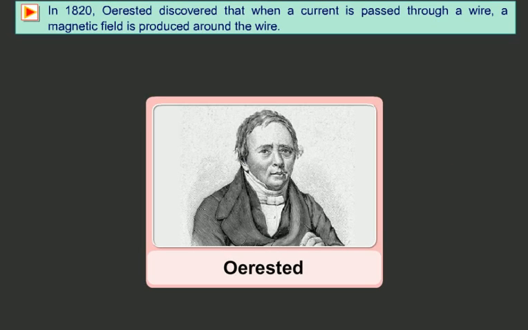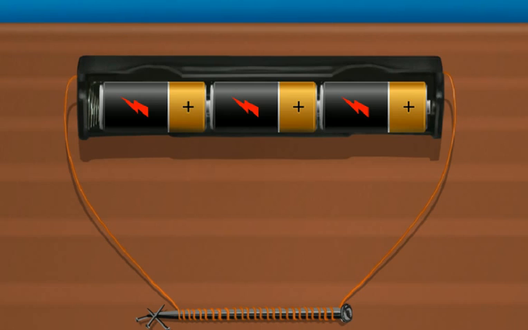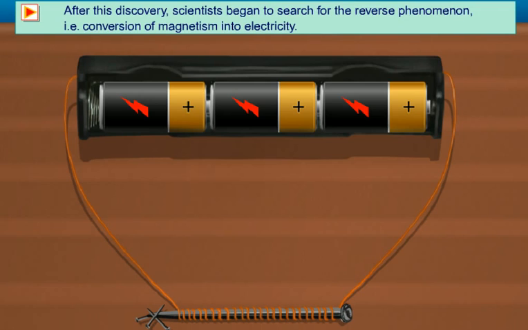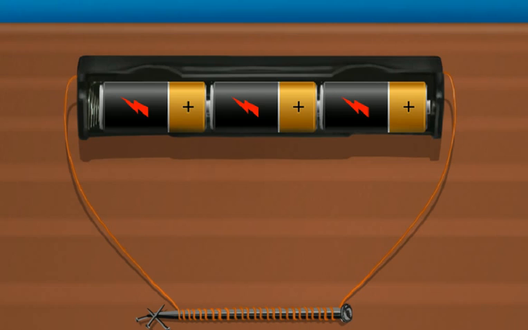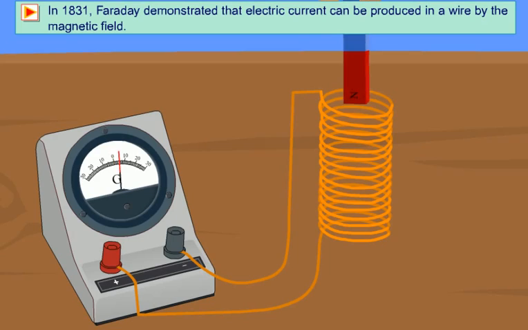In 1820, Oersted discovered that when a current is passed through a wire, a magnetic field is produced around the wire. After this discovery, scientists began to search for the reverse phenomenon, that is, conversion of magnetism into electricity. In 1831, Faraday demonstrated that electric current can be produced in a wire by the magnetic field.